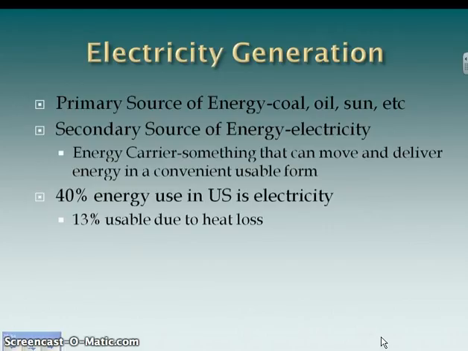And 40% of the energy that's used in the United States is electricity. But of that 40% that is used for electricity, only 13% is available to use for actual purposes like appliances and light bulbs and things like that. The rest is lost due to heat. So again, only 13% is actually usable.